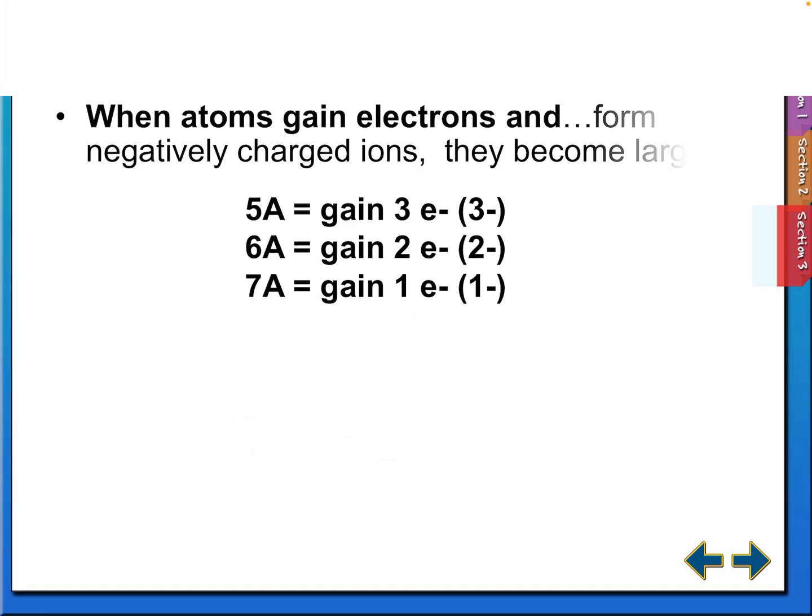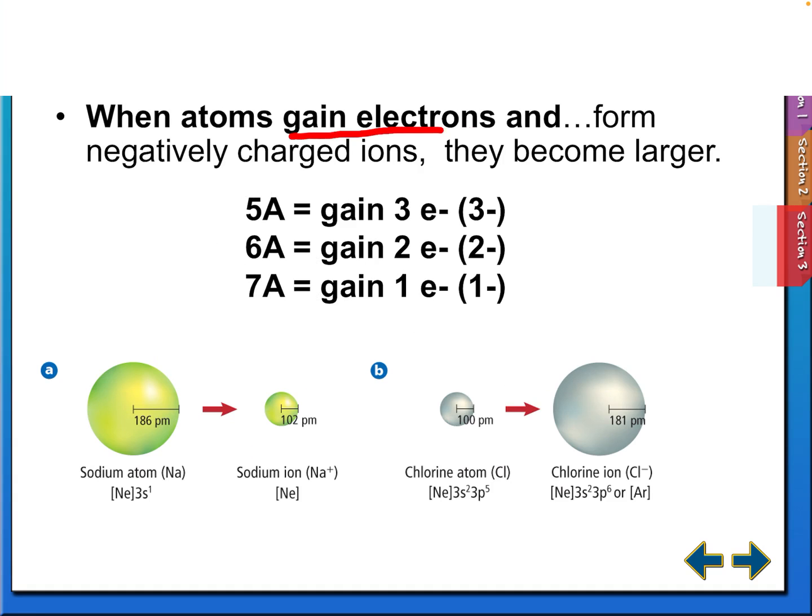All right. When an atom gains electrons, they form negatively charged ions and they become larger. It's kind of like gaining weight. You gain weight and you become a little bit larger. You're also gaining negative, so you're going to become negative. So group 5A, they're going to gain 3, and then they're actually going to take on a 3 negative charge, okay? Group 6A is going to gain 2 and have a 2 negative charge. Group 7A is going to gain 1 and have a 1 negative charge.